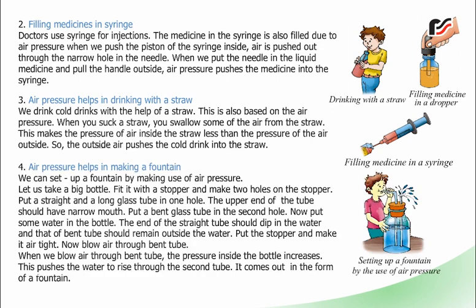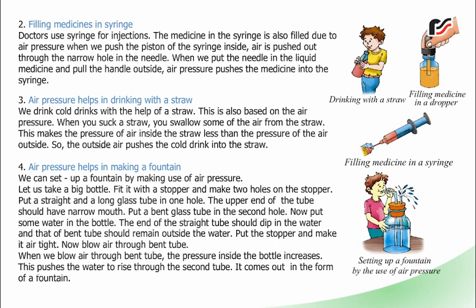4. Air pressure helps in making a fountain. We can set up a fountain by making use of air pressure. Let us take a big bottle. Fit it with a stopper and make 2 holes on the stopper. Put a straight and a long glass tube in one hole. The upper end of the tube should have a narrow mouth. Put a bent glass tube in the second hole.